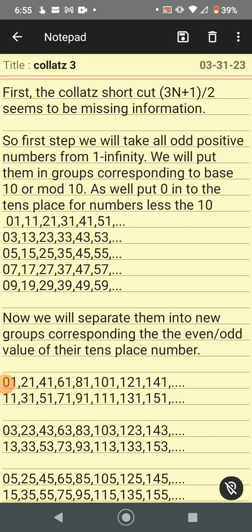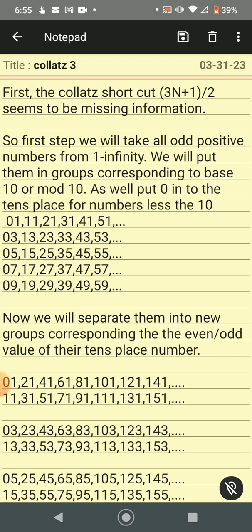This is what I was trying to show about the Collatz conjecture and the fast Fourier transform. First, the Collatz shortcut, 3n plus 1 divide by 2, seems to be missing information.